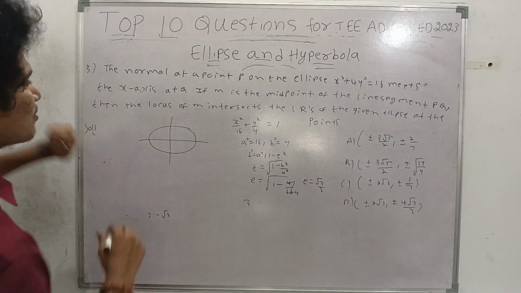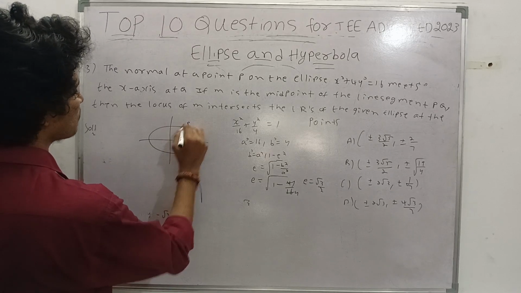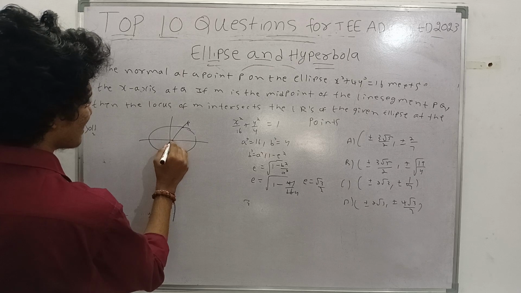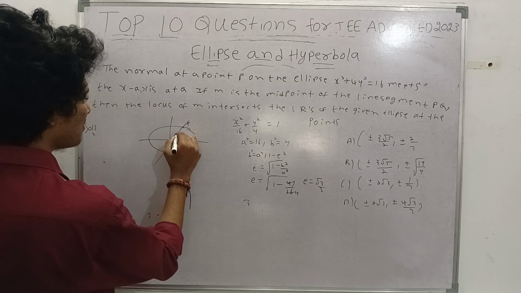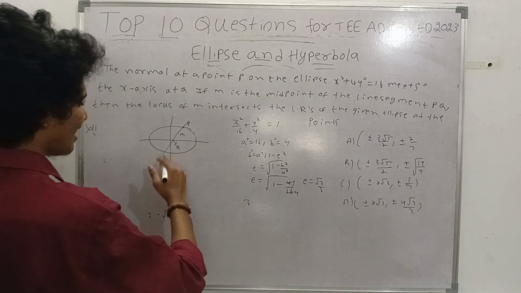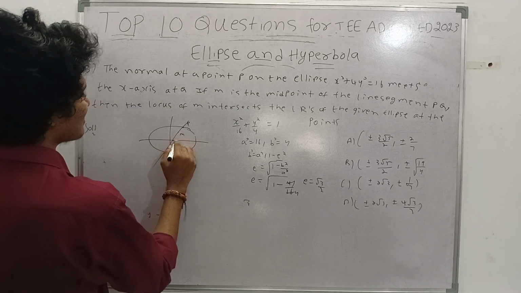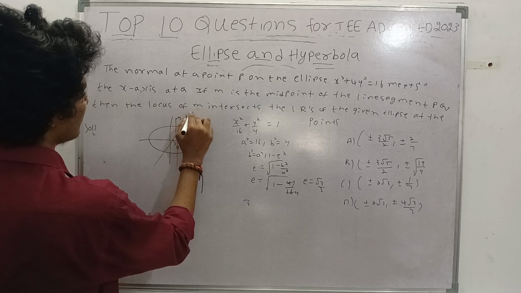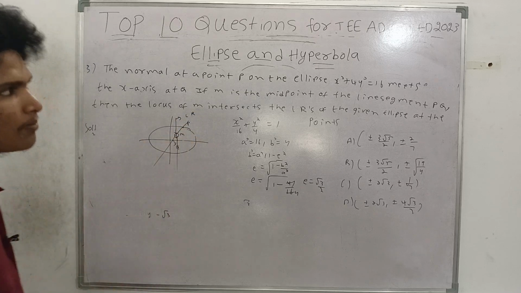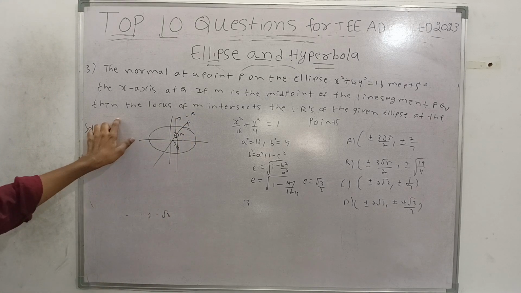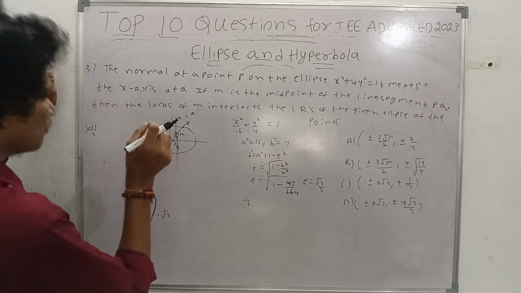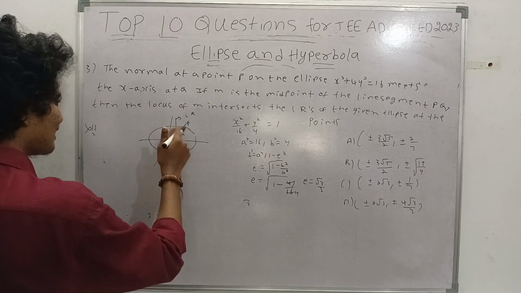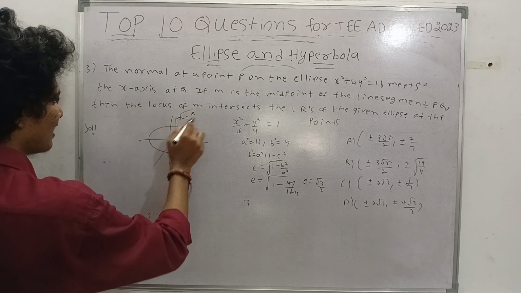Now, what they are saying, suppose there is a random point P. From this, there is a normal drawn. And this normal intersects the x-axis at Q. And M is the midpoint of this PQ line. And this line intersects the latus rectum. Suppose like this, this is the latus rectum, and it is intersecting. Now what they are saying, we have to find the locus of M and how it is intersecting the given ellipse's latus rectum.